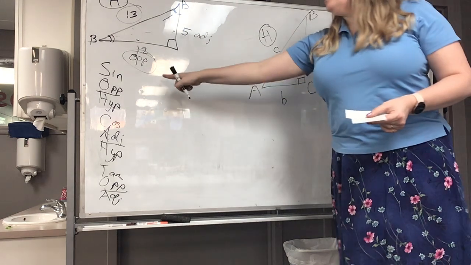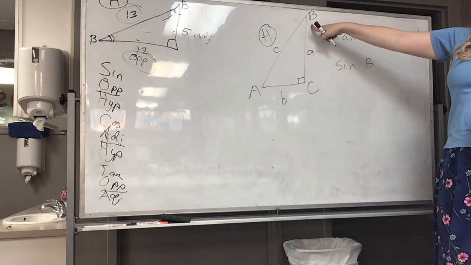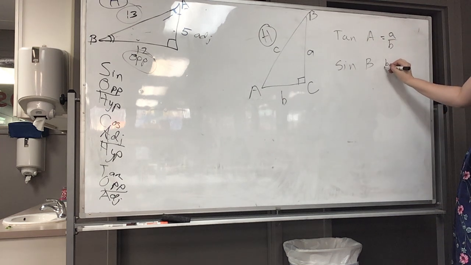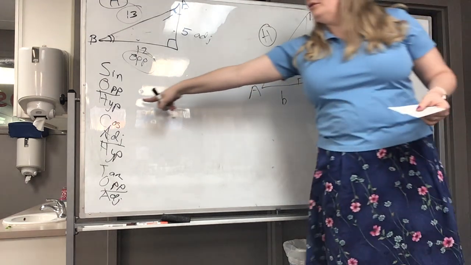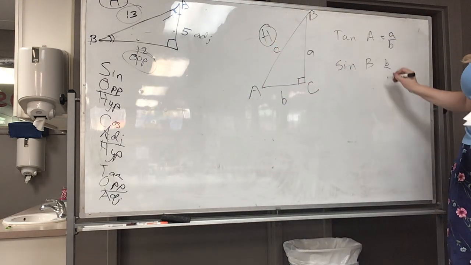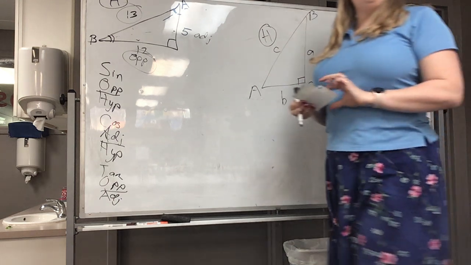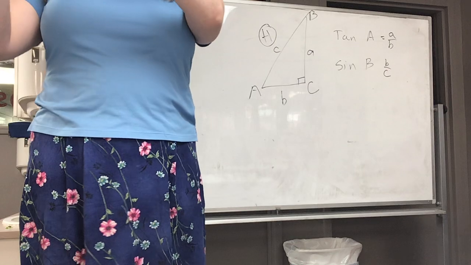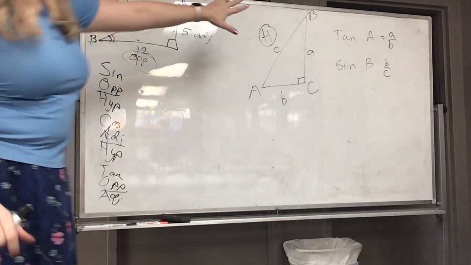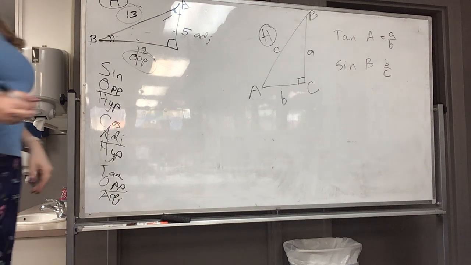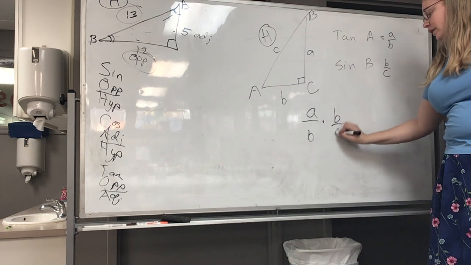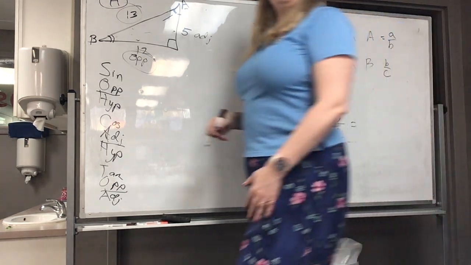Now, for the sine of B, we're changing our reference point. What is opposite B? Little b. And then over hypotenuse, hypotenuse is always C. So the actual question asks for the product of these two things. They ask us to multiply tangent A and sine B. And so that's why I had you find them individually first. We're just going to multiply a over b times b over c. What does that come out to?